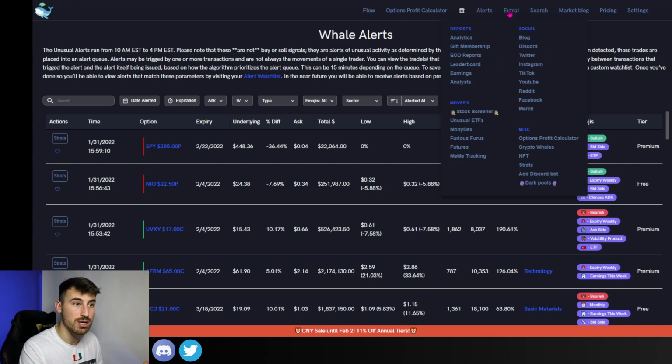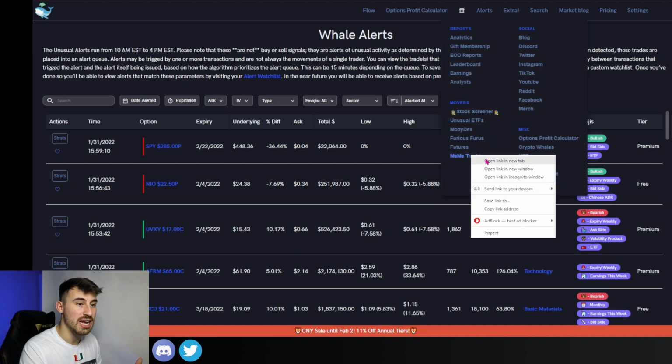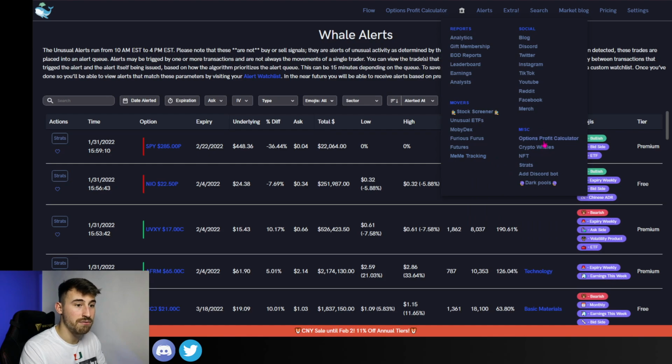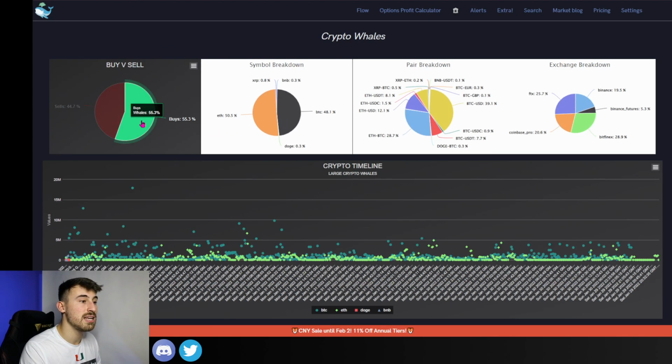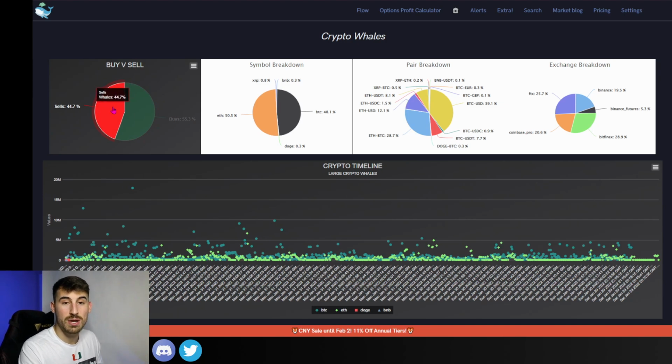Moving into the extra section, you can follow them on socials right here. There's a stock streamer, Unusual ETS. I don't use this too much. I've used the meme tracking before, which analyzes social media sentiment. I've used the crypto whales here, the NFTs. These are more so if you're into crypto. Right now we're seeing more whale buys in crypto than whale sells. Just a few weeks ago, there were way more whale sells, which leads me to believe that Bitcoin right now could potentially be seeing a bottom, because we saw similar activity in July from the whales.